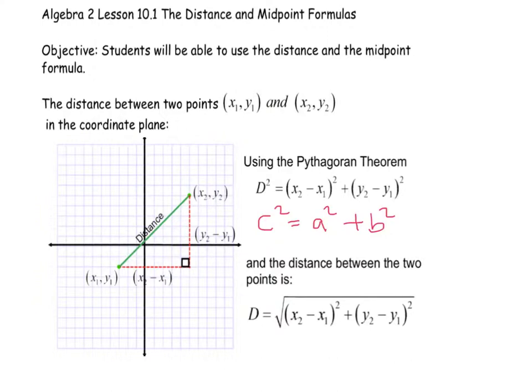If I want to find the length of the hypotenuse, I have to take the square root of both sides, and my resulting formula is the distance between the 2 points is the square root of x2 minus x1 in parentheses squared plus y2 minus y1 in parentheses squared.